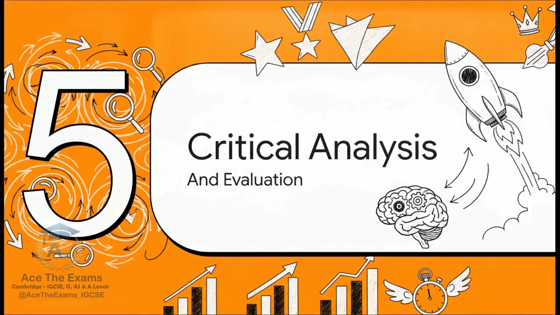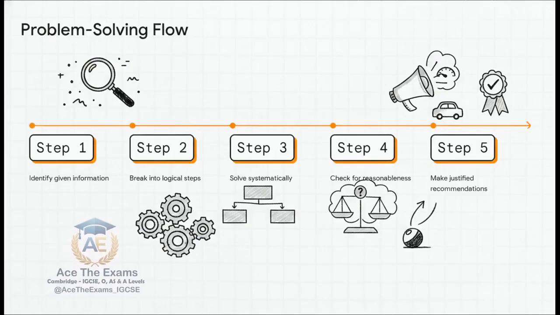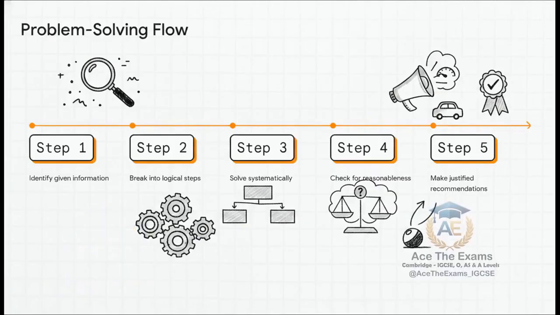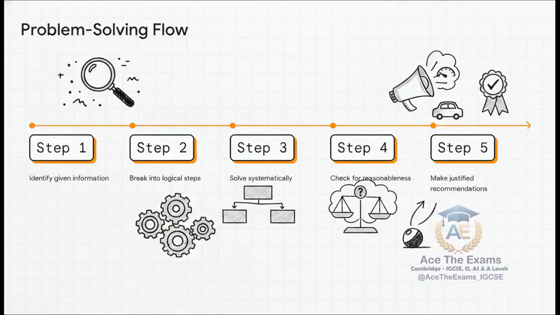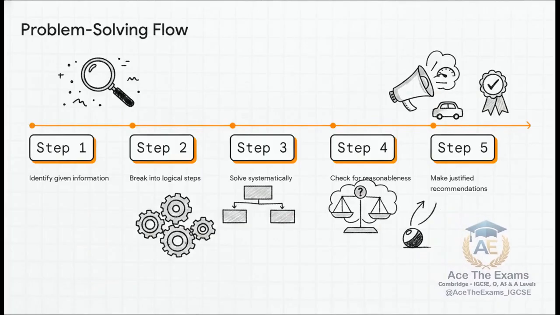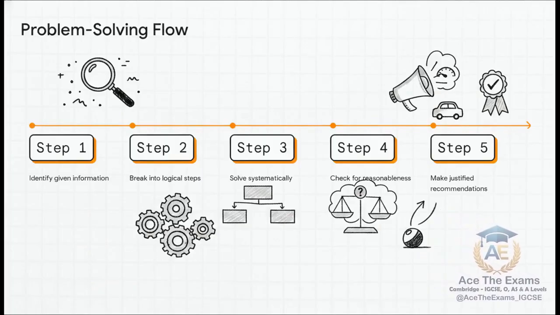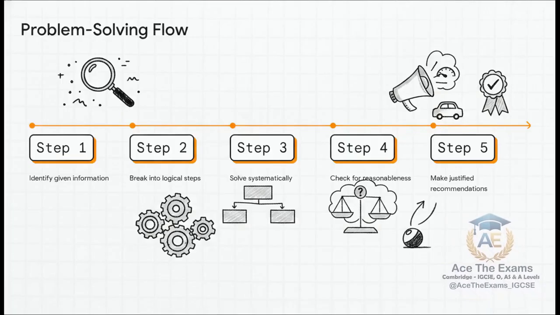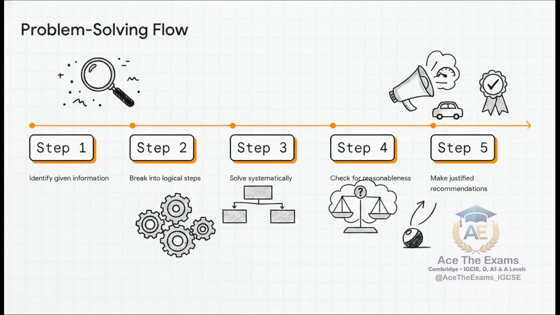Finally, Section 5, Critical Analysis and Evaluation. This is how you elevate your answers to secure those top-tier marks. To hit the higher-order assessment objectives, examiners want to see you flow through this exact timeline. You start by identifying the given information. Then, break the problem down into logical steps and solve it systematically. But the top students, they don't stop there. Step 4 is absolutely crucial. Check for reasonableness. Does your calculated velocity or acceleration actually make sense in the real physical world? If a bicycle is moving at Mach 2, you probably made an error, right? And finally, Step 5, making justified recommendations or evaluations based on your analytical framework.